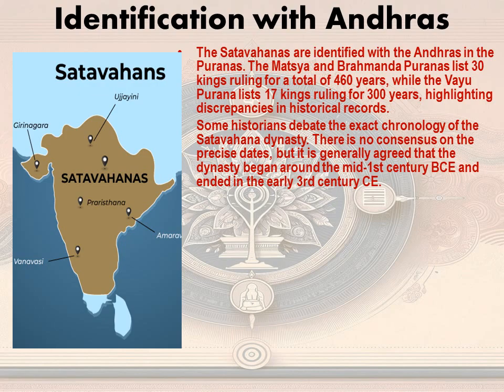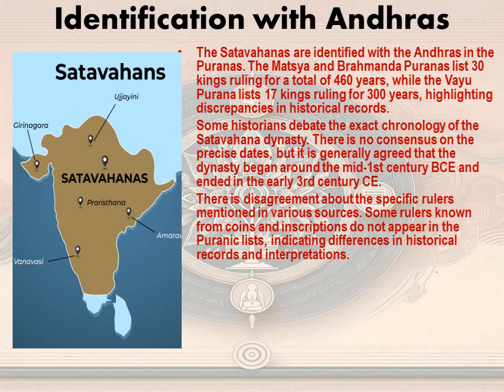Some historians debate the exact chronology of the Satavahana dynasty. There is no consensus on the precise dates, but it is generally agreed that the dynasty began around the mid 1st century BC and ended in the early 3rd century CE. So for about 300 years there was the rule of the Satavahanas in the Andhra region. Their ascension to the throne is highly debatable, but it can be generally agreed that their rule began from the mid 1st century BC to the early 3rd century CE.